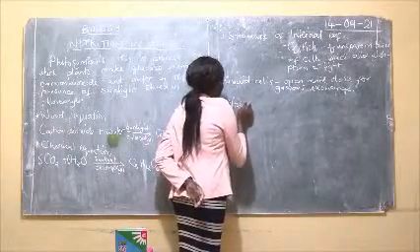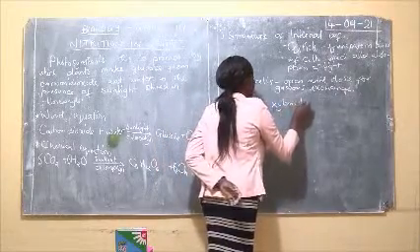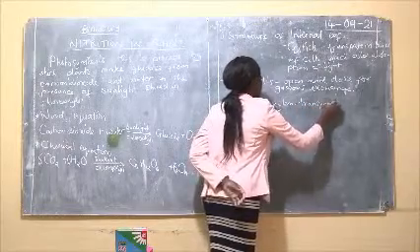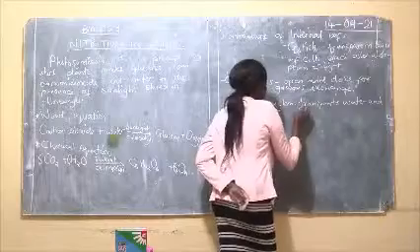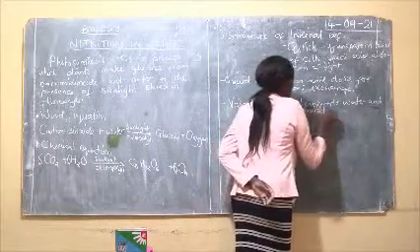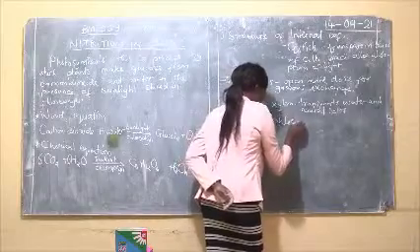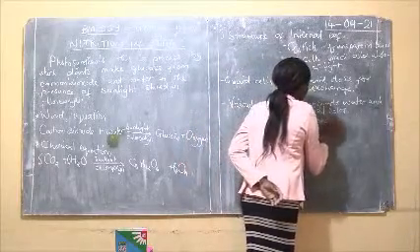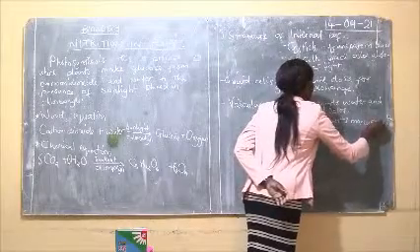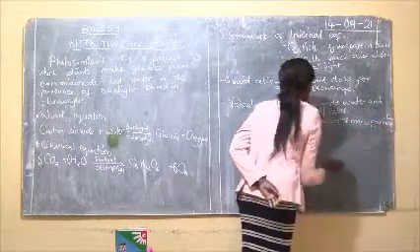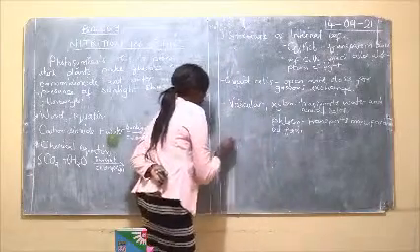So the vascular bundle, that is the xylem, transports water and mineral salts, while the phloem transports manufactured food.